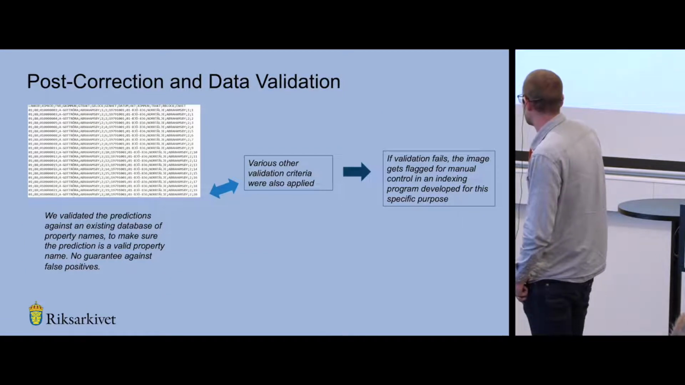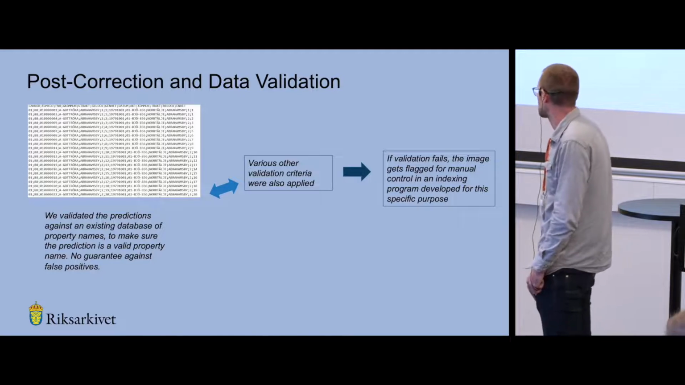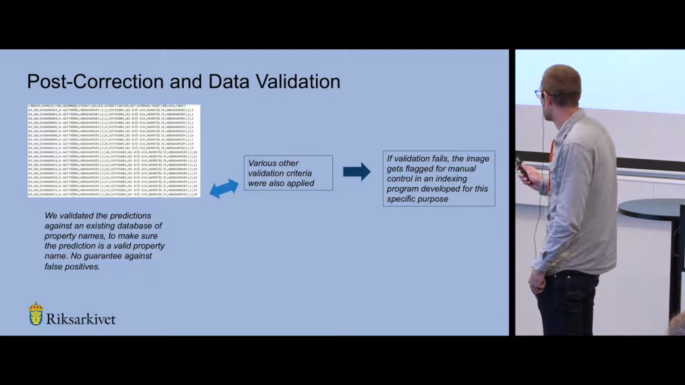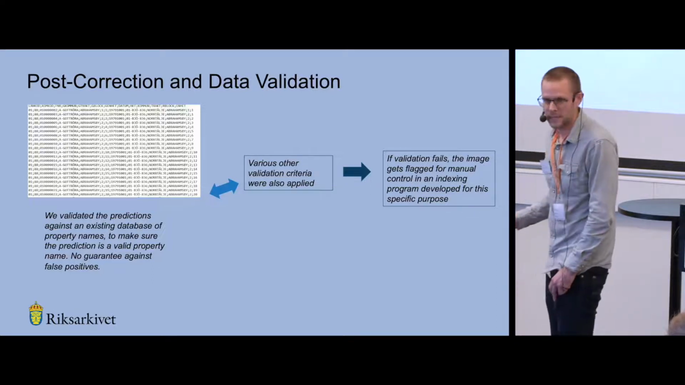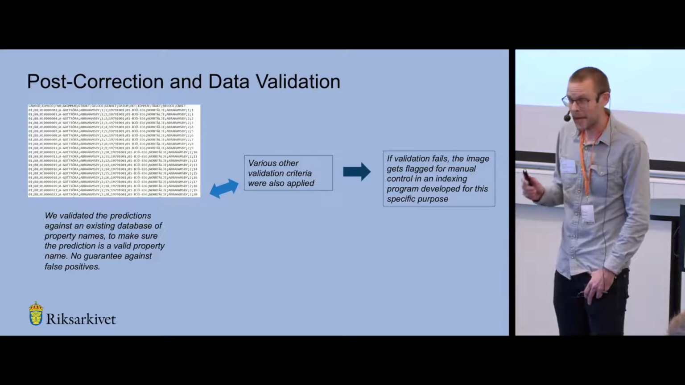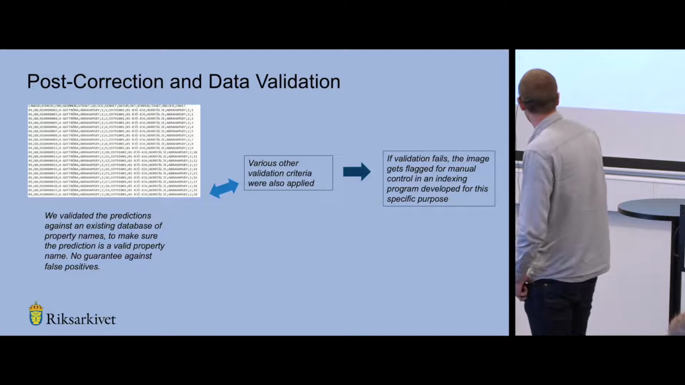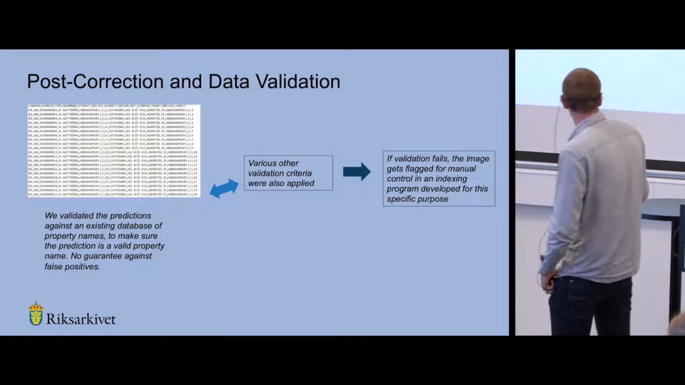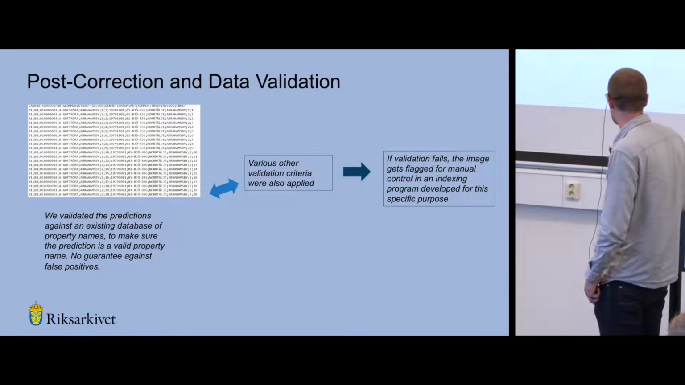We validated the predictions against an existing database of property names to make sure the predictions actually are a valid property name. This is no guarantee against false positives. The prediction can be a valid property name, but the wrong property name. We applied various other criteria. I'll tell you a little bit about them later. And if the validation fails, the image gets flagged for manual control.